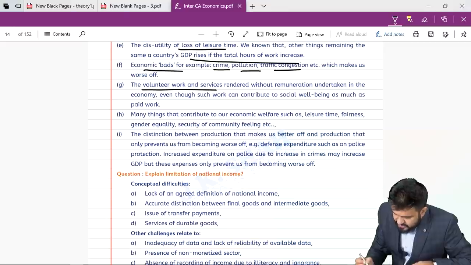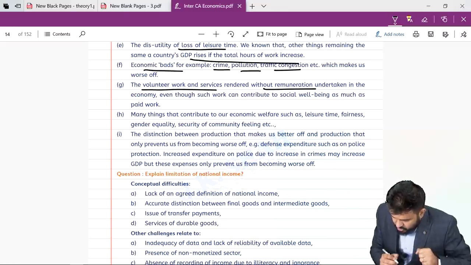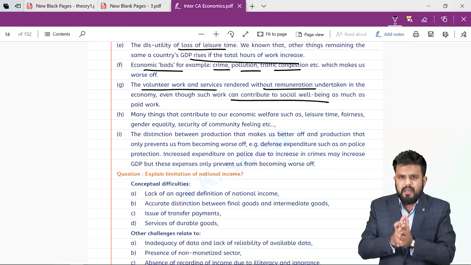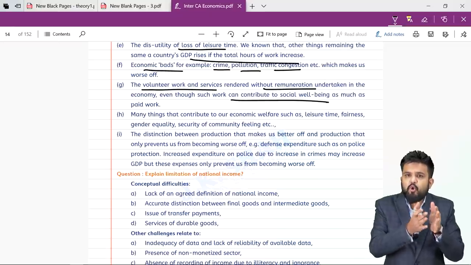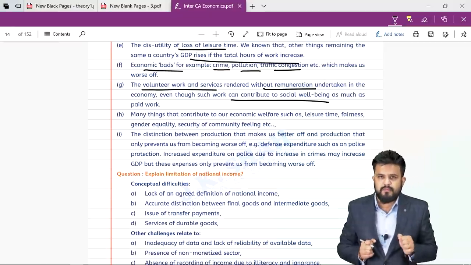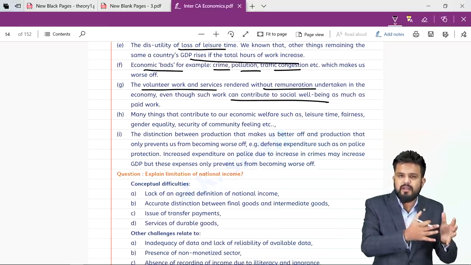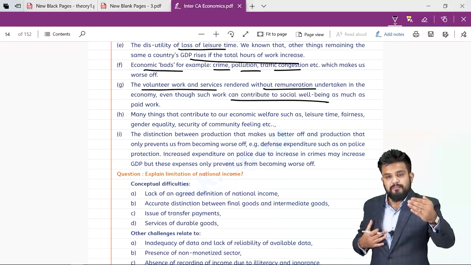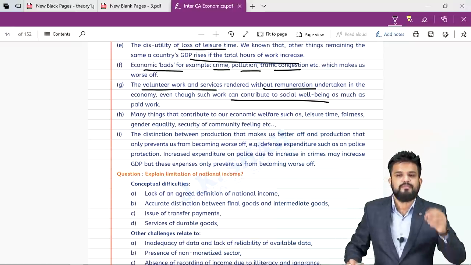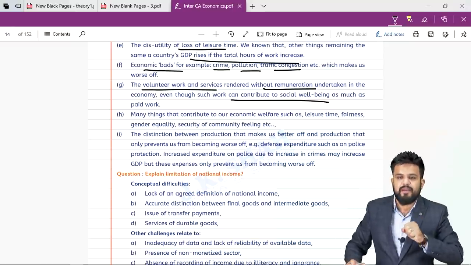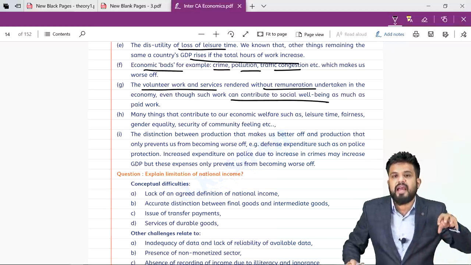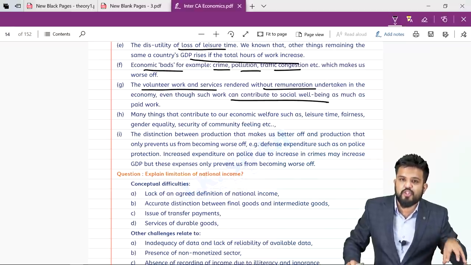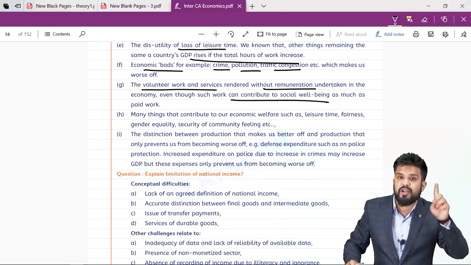Next, voluntary work and services rendered without remuneration undertaken in the economy, even though such work can contribute to the social well-being, like maybe an NGO or just a help. So I gave free coaching to rural kids, 5th standard, 10th standard, 12th standard kids, free coaching from my side. That was a voluntary help. For them, they got an advantage. Well-being happened, their welfare happened. But since it was voluntary, I haven't charged the price, I haven't earned an income, can I say, if fees was charged, that income could have been recorded in GDP.